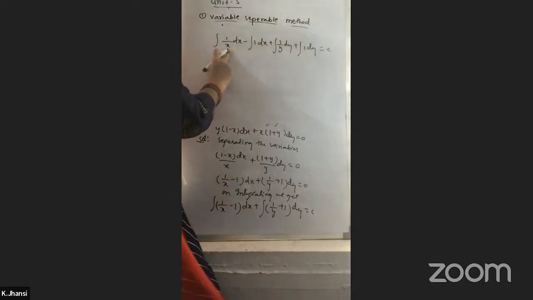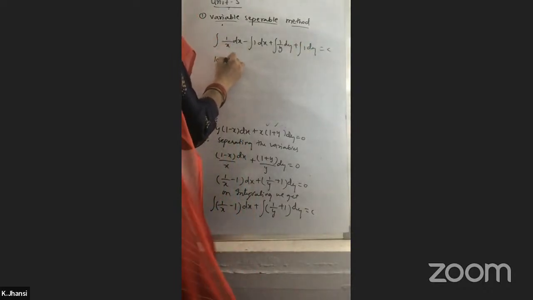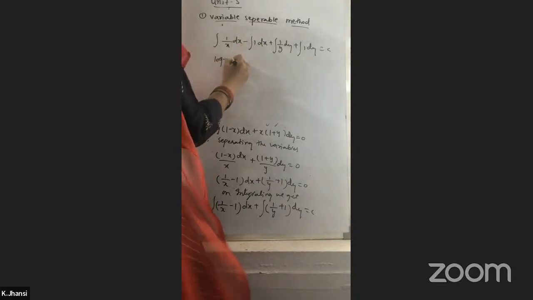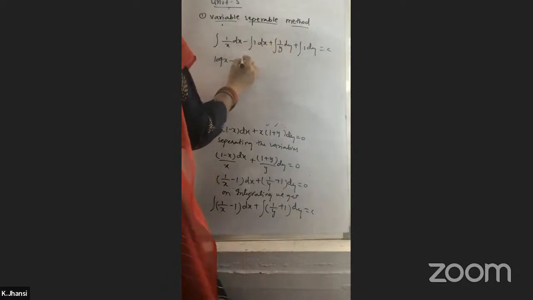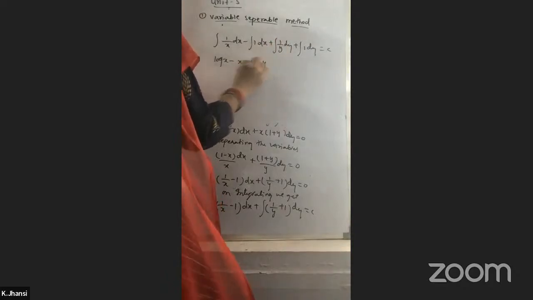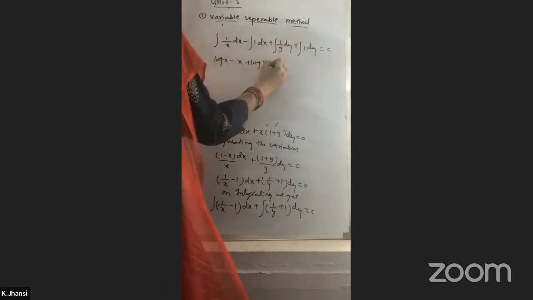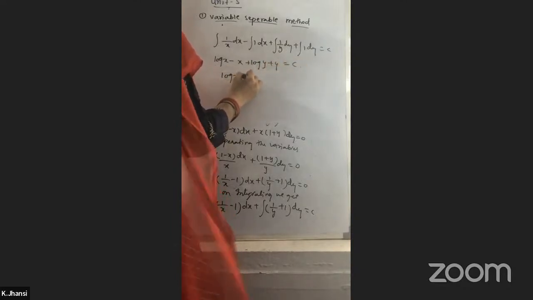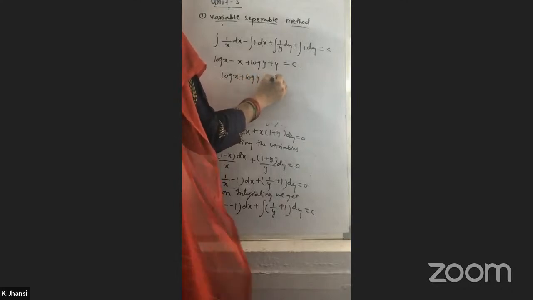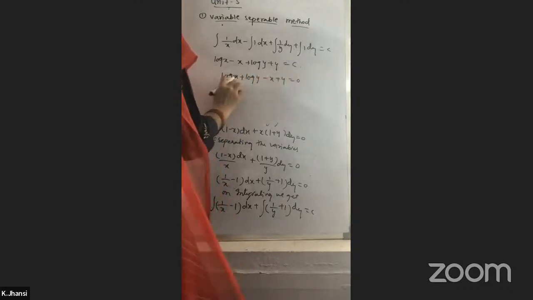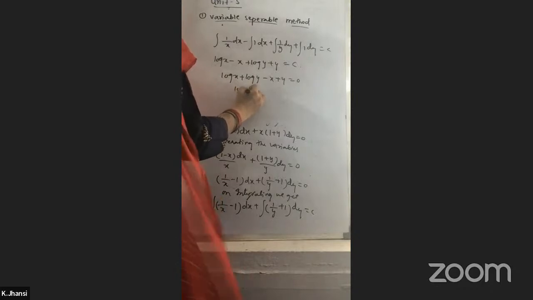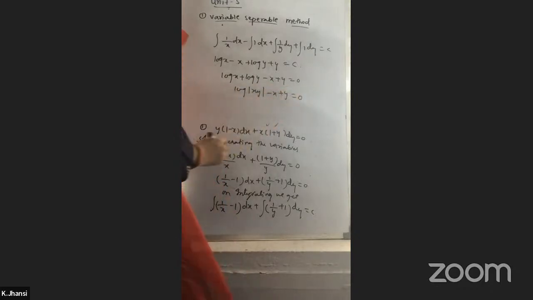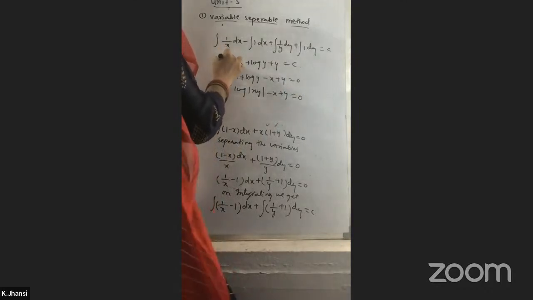The integration of 1 by x is log x. This is minus x, since you are integrating with respect to x. This is plus log y plus y equals 0. So it is log x plus log y minus x plus y equals 0. Log a plus log b means log xy, so log xy minus x plus y equals 0. You can even write the modulus also like this.